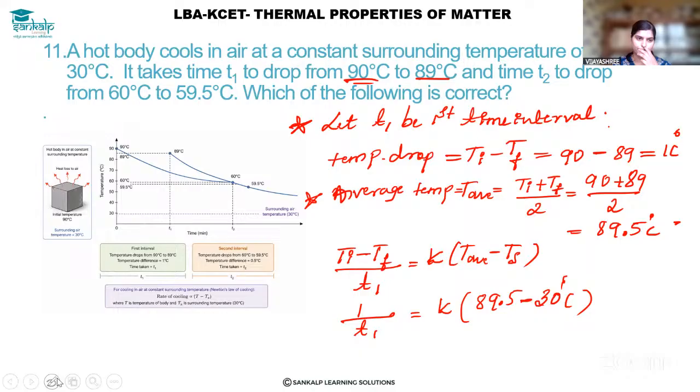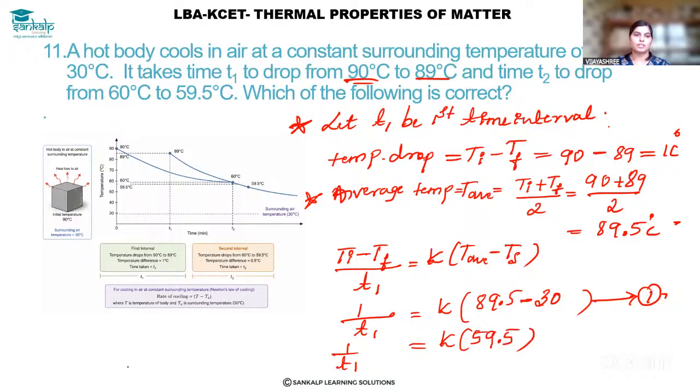So, take it as equation number 1. Can we simplify this further? 1 by T1 equal to 89.5 minus 30, how much does it come to? 89.5 minus 30, which is equal to K into 59.5, right?